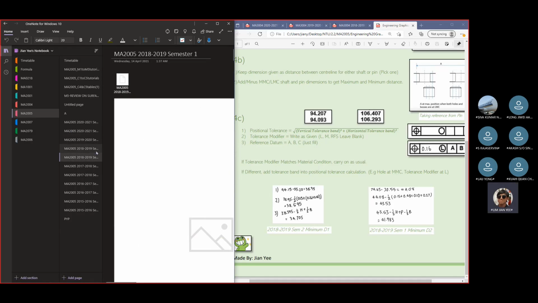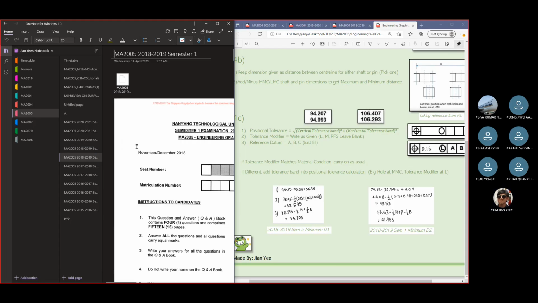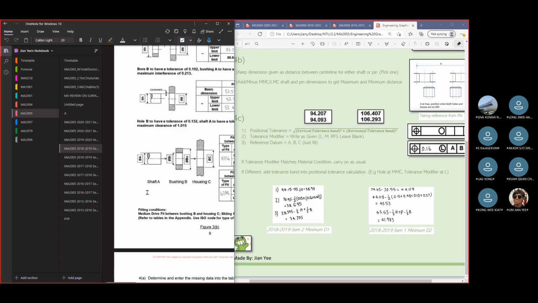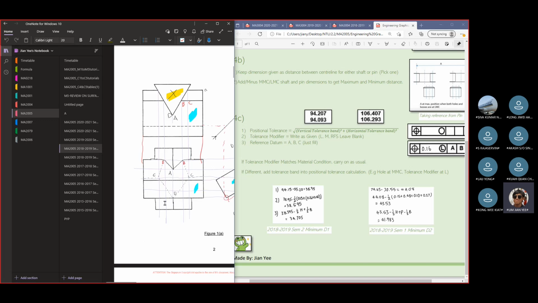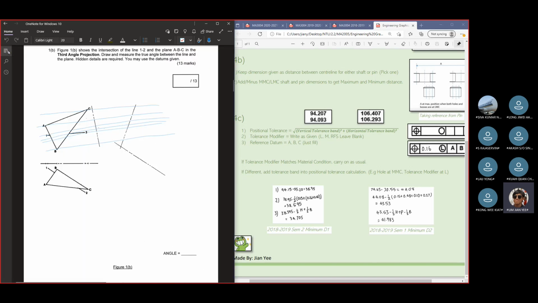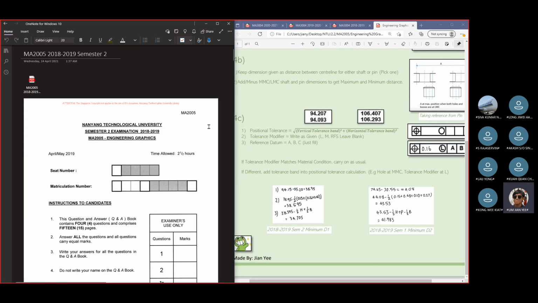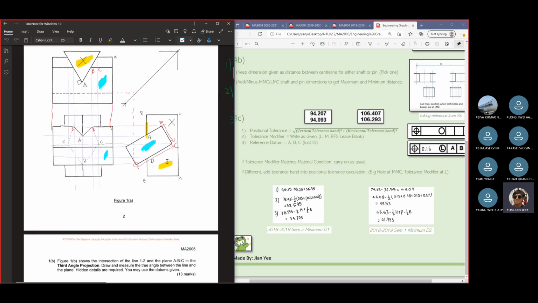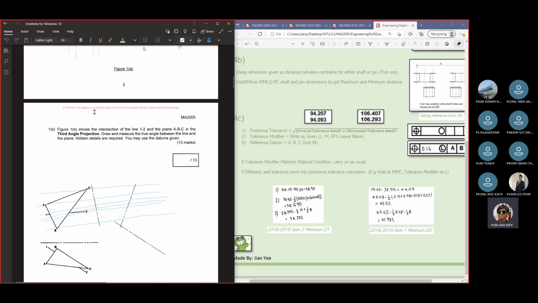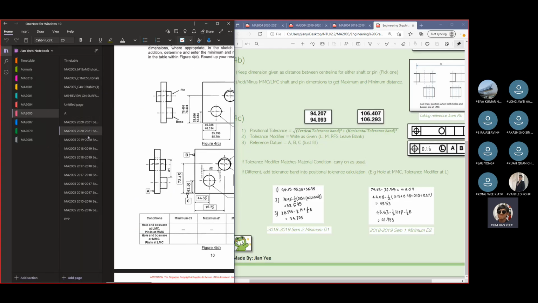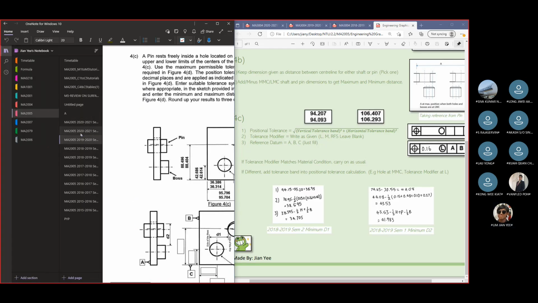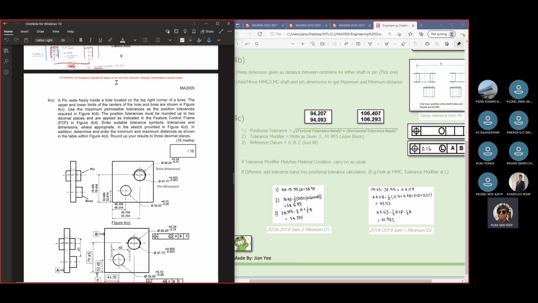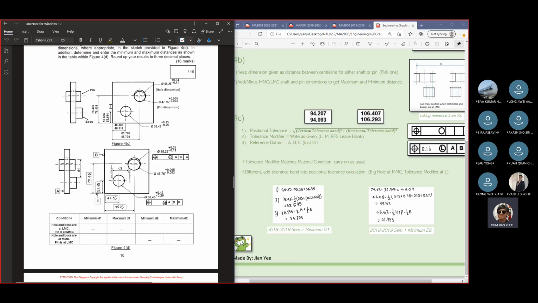This is the last session of MA 2005 PTP for the semester. Today I'll be going through 4C, and after that I'll be going through this question, 2018-2019 semester 2, the angle question. I'll be going through that later. But first, I'll be going through the 2020-2021 question 4C. I assume all of you can access the cheat sheet already.